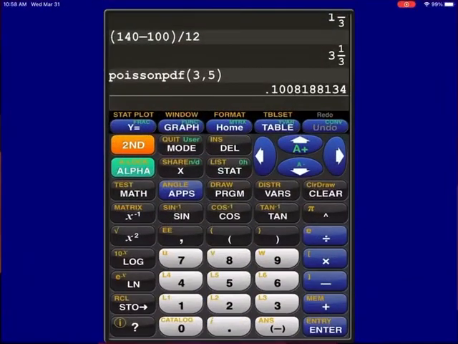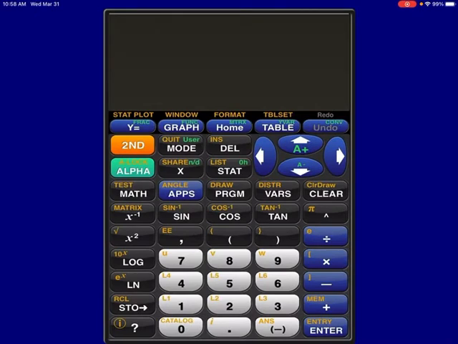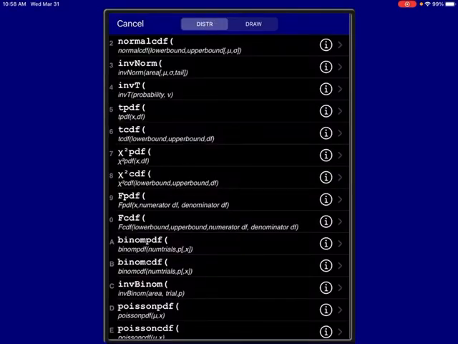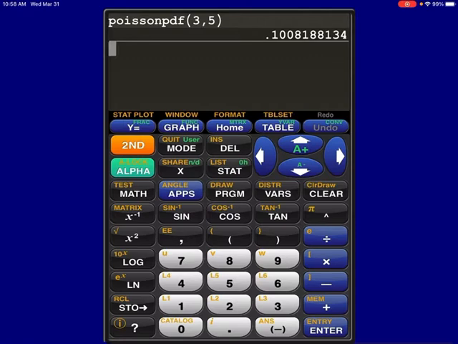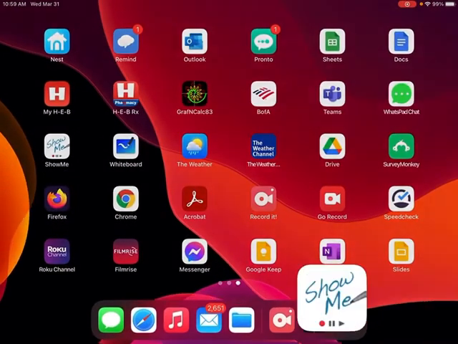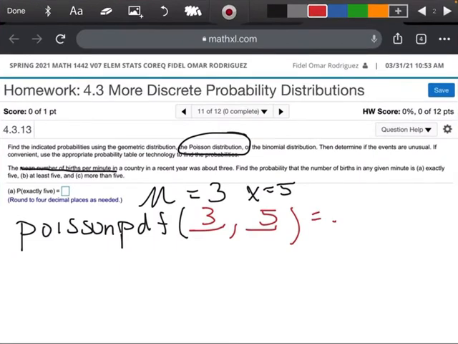So let me walk you through the process and how I'm going to do this on my calculator. So let me grab my calculator app. Let me clear this out. I'm going to go second vars, and I'm going to go down to Poisson PDF, and on my calculator app, it's choice D. Okay, and I'm going to put 3, 5, hit enter, and I'm coming up with 0.1008. So here I'm going to say it's 0.1008. And it's asking me to round to 4 decimal places. That's why I stopped there. I think the number after the 8 was a 1.